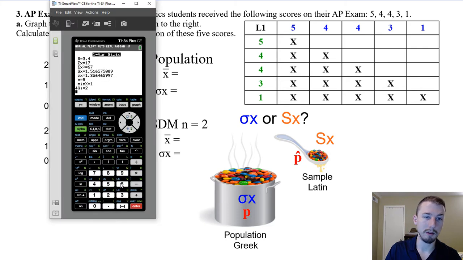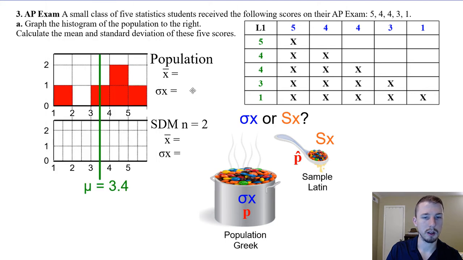So almost every time we're going to use s of x for standard deviation, but in the rare case we have a census like we do now, we're going to use the sigma of x, which is going to be 1.356. So we have 1.356, and our mean, the x bar, is going to be 3.4. So we're centered at 3.4 with a standard deviation for a population of 1.356.